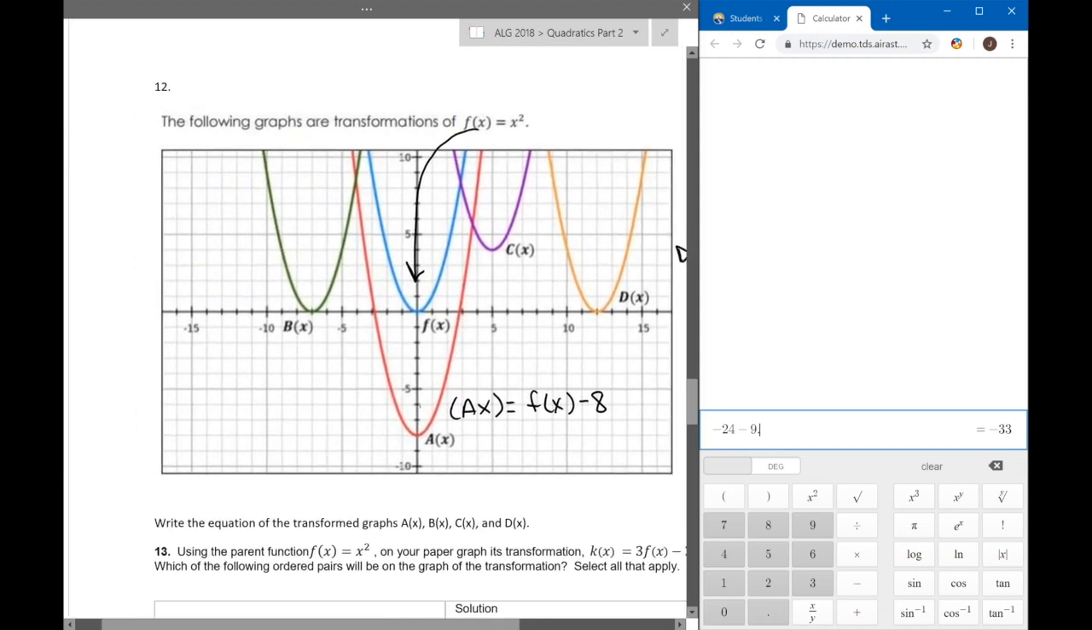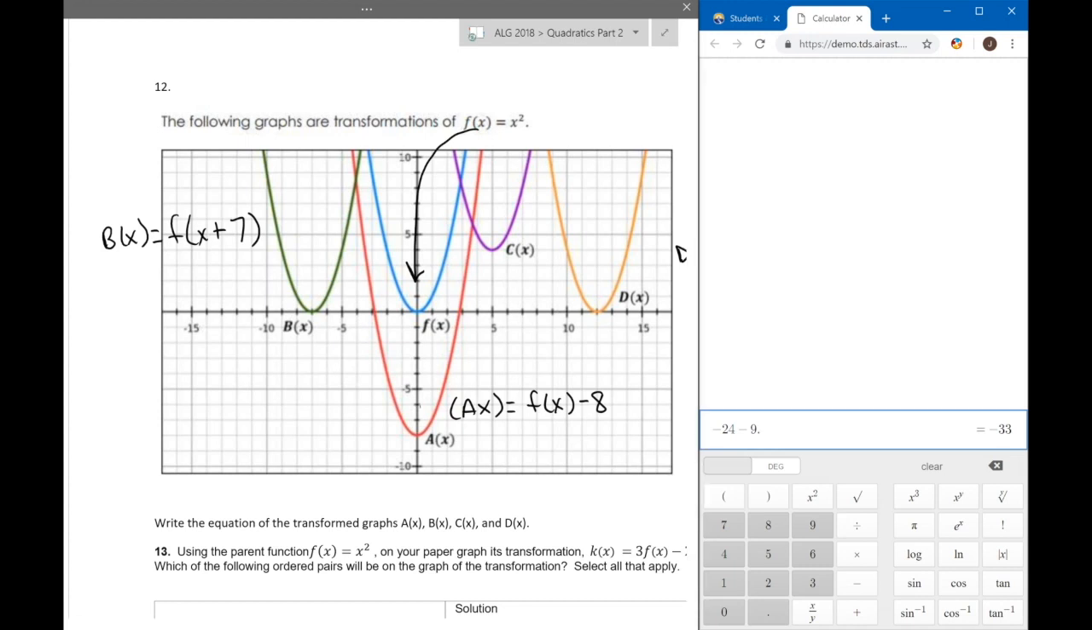All right, this one, b of x, went over to the left 5, 6, 7 times. So this one is going to be b of x equals f of (x plus that number). So when it's adding, you're going to move it over to the left. When it's subtracting, you're moving it to the right.